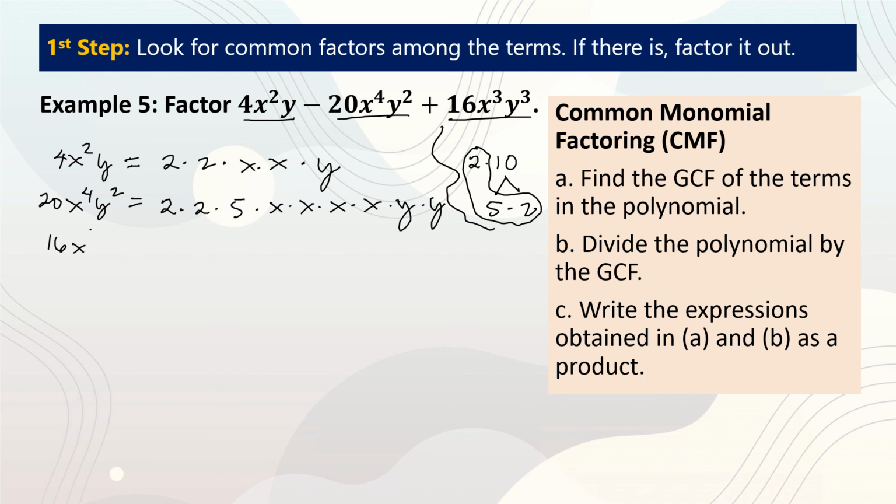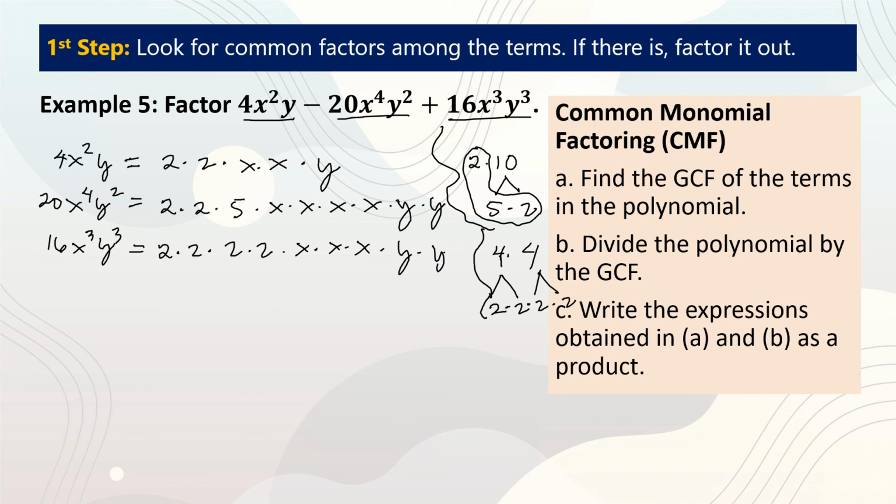Lastly, 16x cubed y cubed. The prime factorization of 16, you can think of it as 4 times 4. However, 4 is not a prime number because you can still think of it as 2 times 2. Same with the other 4, 2 times 2. So meaning 2 times 2 times 2 times 2, that's 16. Afterwards, x cubed is x times x times x, and y cubed is y times y times y.